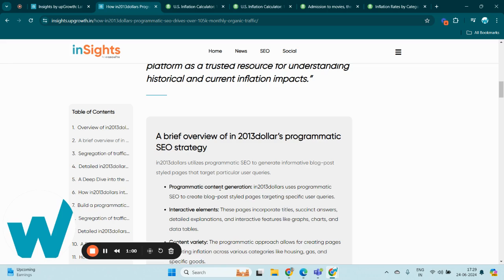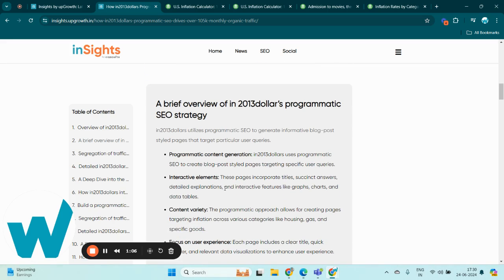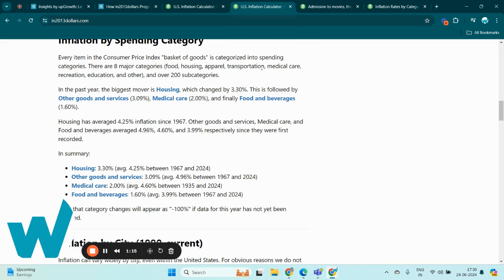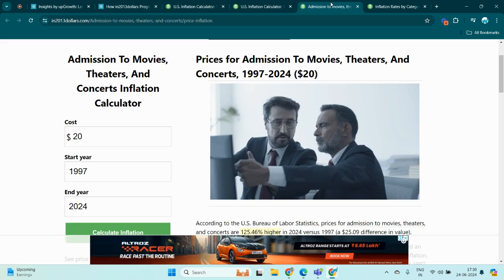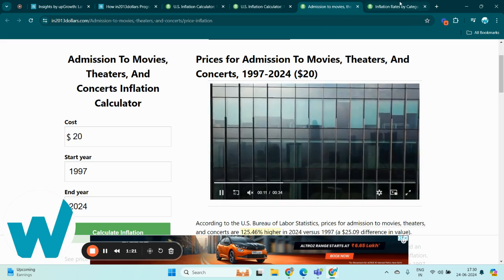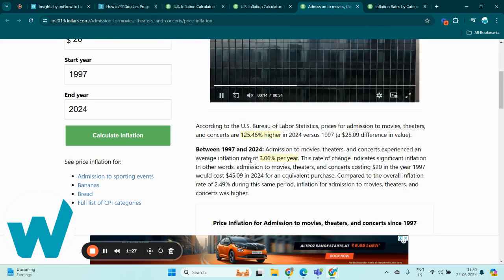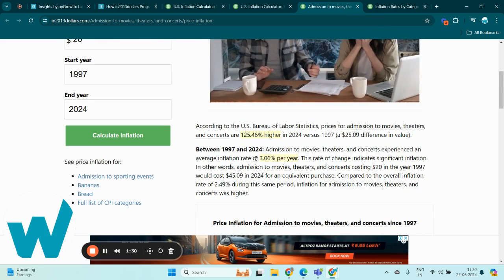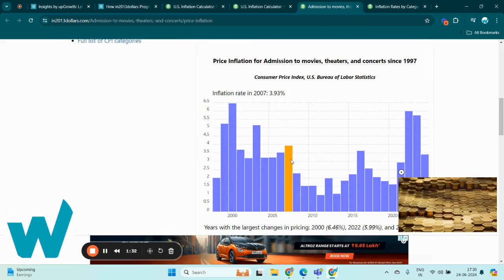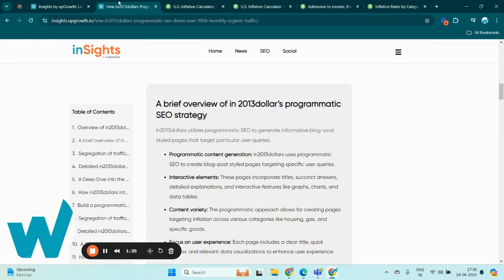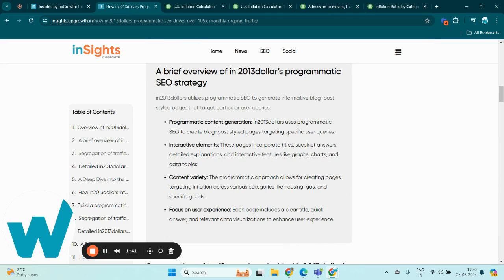With the help of PSEO, they generated informative blog post style pages targeting specific user queries. Their strategy includes programmatic content generation for automatically creating pages that address particular inflation related queries, interactive elements in those pages, content variety with various inflation categories, and also focusing on user experience, enhancing each page with all important elements like clear titles, quick answers, and visualizations, etc. This approach significantly boosts organic traffic and user engagement.